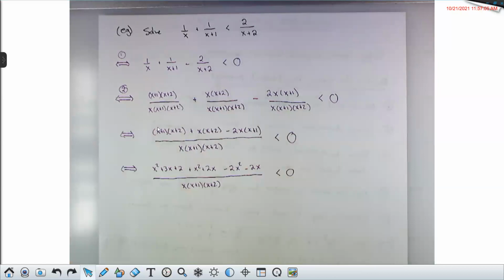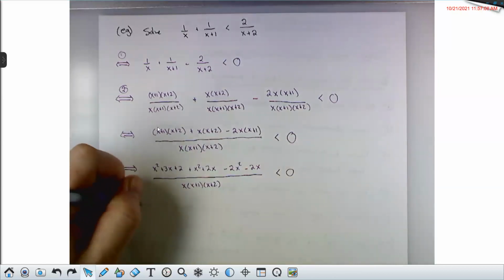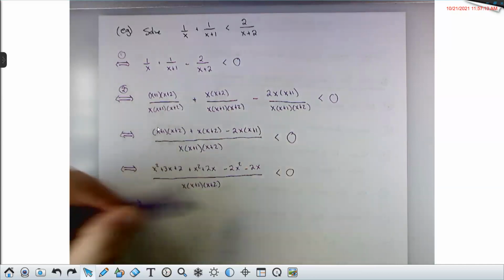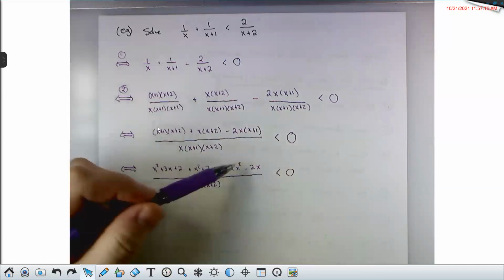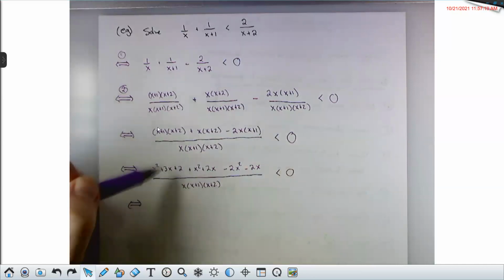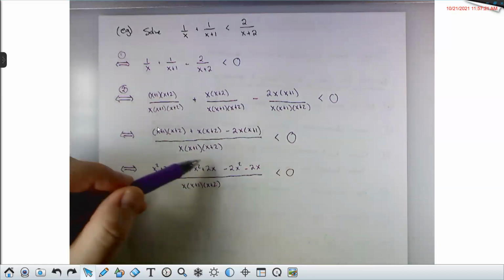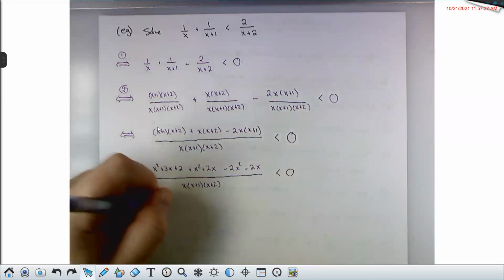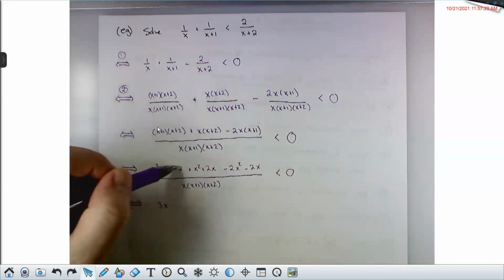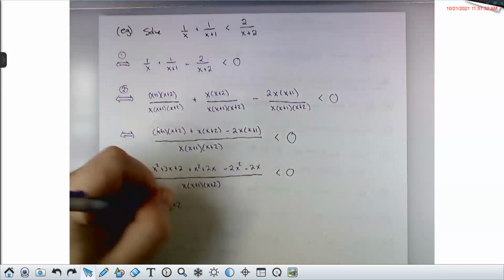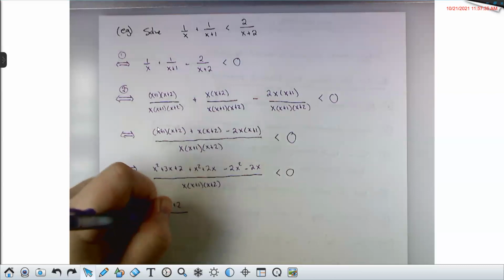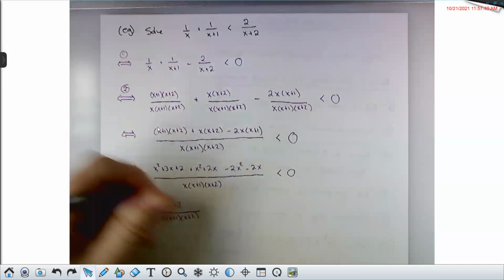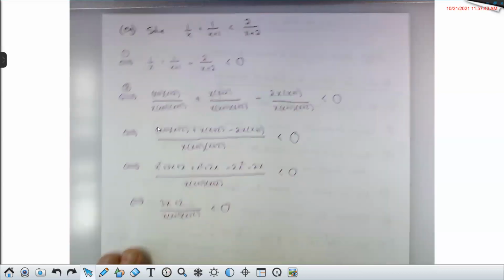So what do we have here? What are my x squareds? I've got 1x squared here, plus 1x squared here, minus 2x squared here. That's 0x squared. I've got plus 3x here, plus 2x here, minus 2x here. That's 3x. And the constant term, I just have a plus 2. And this is less than 0.